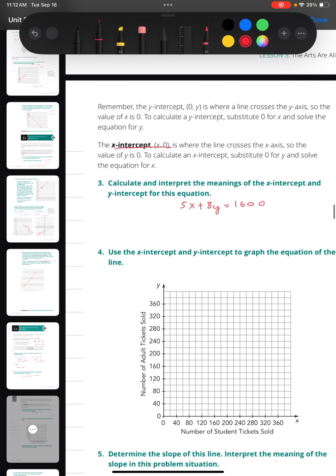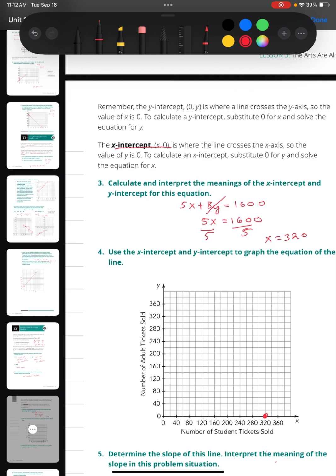So if we want to know the x-intercept, if we plug 0 in for the y, 8y goes away, and we're left with 5x equals 1,600. And all we'd have to do from there is divide by 5, and we get x equals 320. So an x-intercept of 320 down here on the graph, what that means is if we had 0 adult tickets, that would mean 320 student tickets would need to be sold in order to come to a total of 1,600.